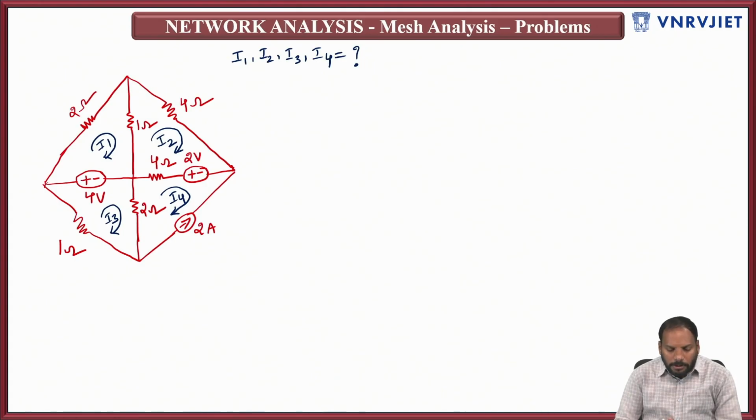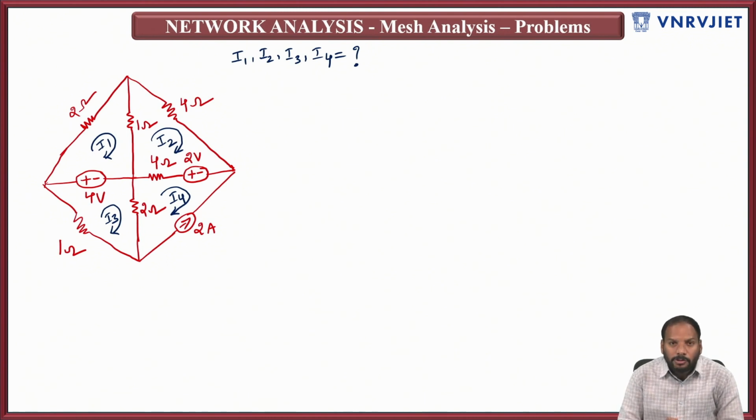In this problem, first of all, we'll try to understand whether it belongs to case 1, case 2, or case 3. Usually case 3 is the super mesh concept, right? Whenever a current source is connected, immediately we can understand that it has a super mesh concept. So in this, there is a current source of 2 amperes in the circuit given. Is it a super mesh? No. It is not the super mesh because this current source is not connected in between two meshes. So whenever the current source is not connected in between two meshes, then you cannot consider it as a super mesh concept.